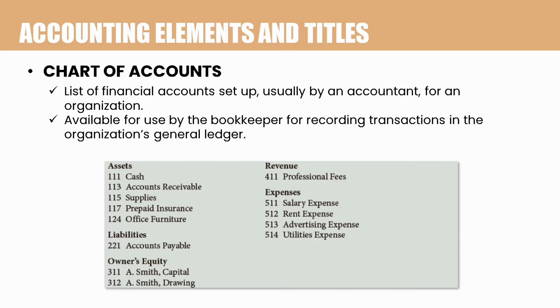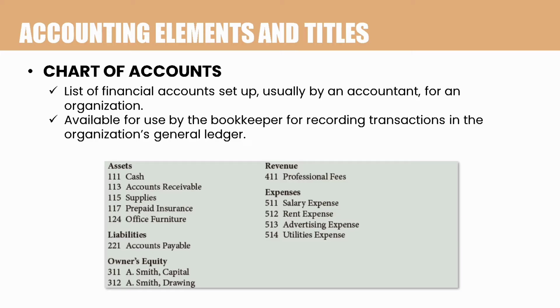Mainly, the assets, liabilities, owner's equity, revenue, and expenses. So, under them, we have this so-called account titles or simply accounts. So, yung mga accounts na yon, yung mga cash, accounts receivable, supplies, prepaid insurance, office furniture, accounts payable, A-Smith Capital, A-Smith Drawing, and so on. So, sila yung mga tinatawag natin na accounts and ginagamit sila for recording our transactions.